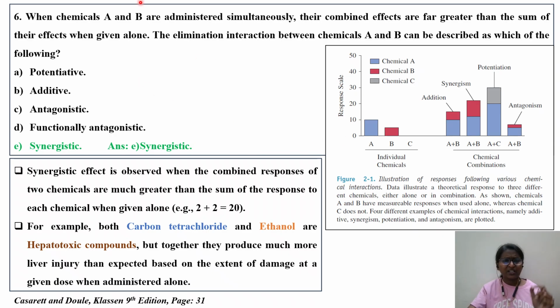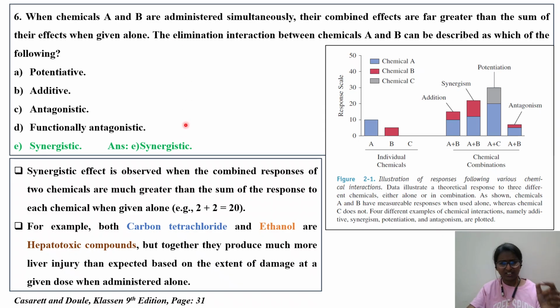The question is, when chemicals A and B are administered simultaneously, their combined effects are far greater than the sum of their effects when given alone. Okay, A plus B, they're mixing. The interaction between chemical A and B can be described as which of the following? So basically, from this question, we need to learn the basic concepts: potentiation effect, additive effect, antagonistic effect, functional antagonistic. The right answer will be in the green text, that is synergistic effect. A plus B is more than individual A action as well as individual B action.